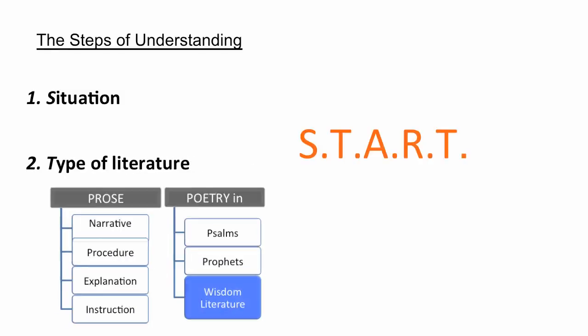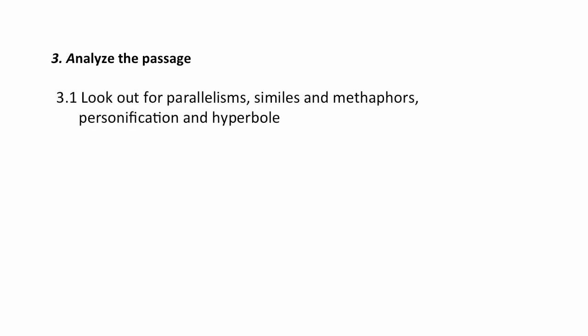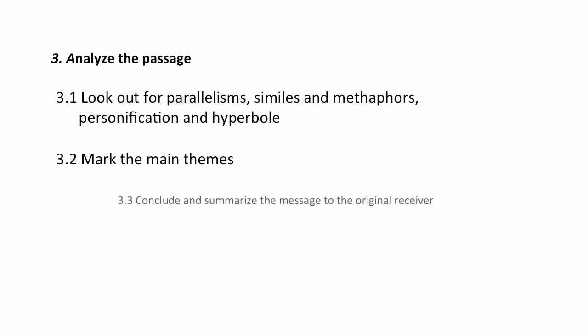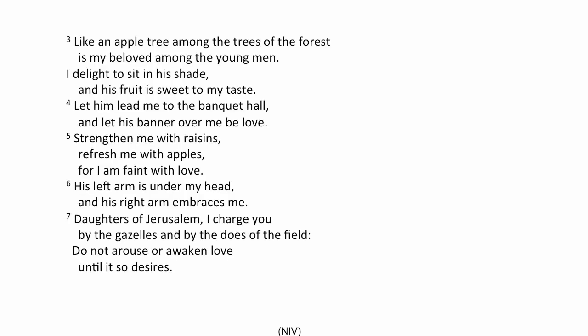Type of literature. We see it's poetry, and it's poetry in the wisdom literature. And how do we analyze poetry? We look out for parallelism, similes, metaphors, personification, and hyperbole. Number 2, we mark the main themes. And then we conclude the message to the original receiver. So let us start reading from verse 3.